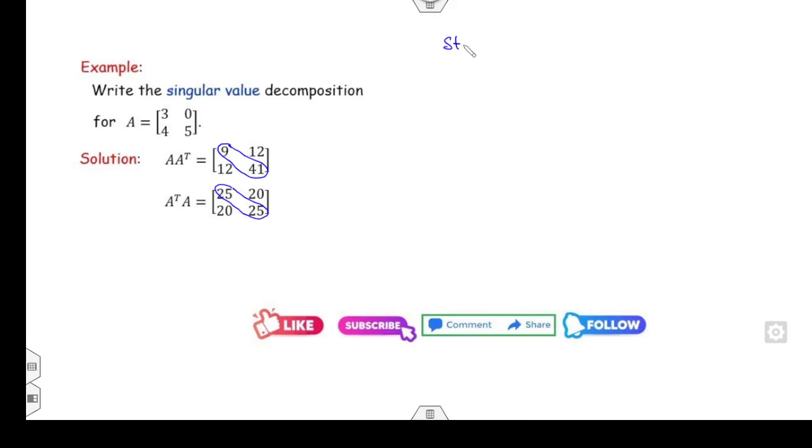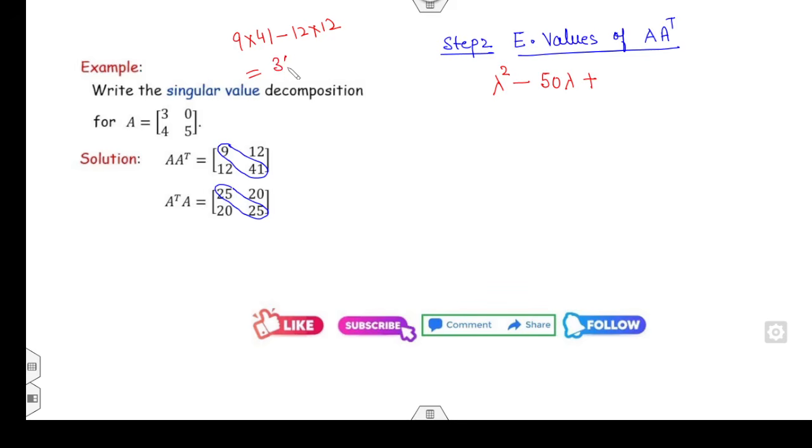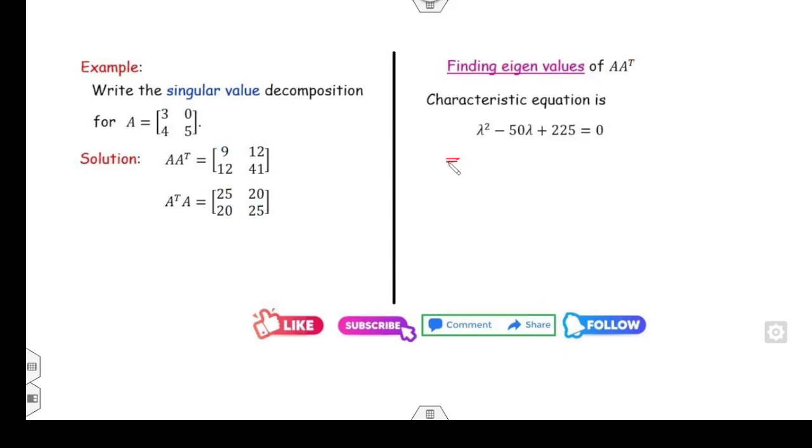Fine. Now step number 2 is we find the eigenvalues of A into A transpose. So can you write the characteristic equation? Lambda square, minus the sum of the diagonal values 50, plus the determinant 9 into 41 minus 12 into 12. Fine. So that will be 369 minus 144, which is 225. That is my characteristic equation. Fine. How can you find the factors? You can write this number as 45 and 5.